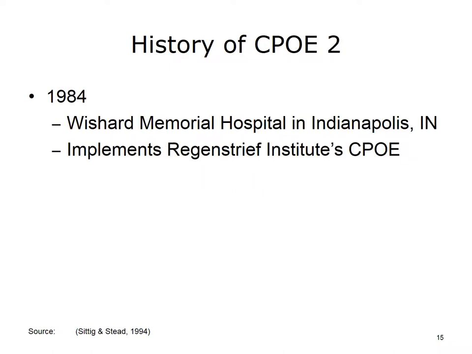Despite the success of MIS in 1971, over a decade passed before more organizations began experimenting with CPOE installations. In 1984, an early pioneer was Wishard Memorial Hospital in Indianapolis. Wishard Memorial installed a CPOE system developed by the Regenstrief Institute. This CPOE system included an early clinical decision support system that triggered reminders or alerts when a physician would order a test or drug. Given that computers of this era were very slow compared to their modern counterparts, using the system required more time than using the traditional paper method because the slow computers needed to process a lot of information to provide decision support.